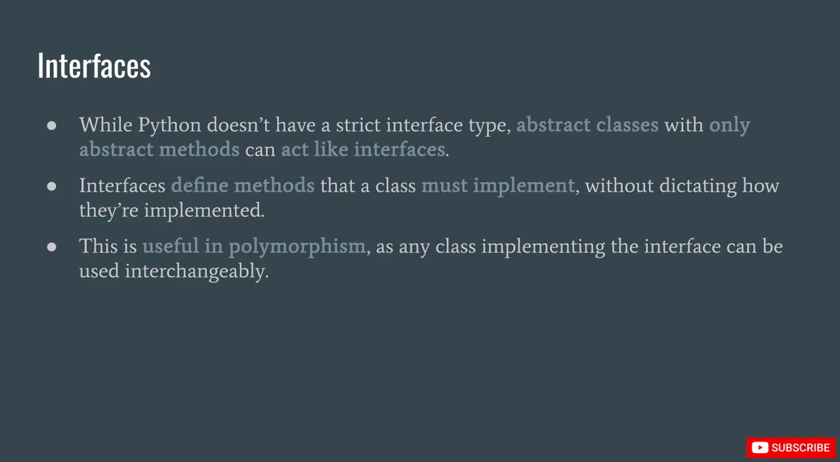Next, let's discuss interfaces in Python. Although Python doesn't have a strict interface type like some other languages, we can use abstract classes with only abstract methods to achieve similar functionality. An interface defines a set of methods that a class must implement, but it doesn't dictate how these methods should be implemented. This flexibility is particularly useful in polymorphism.